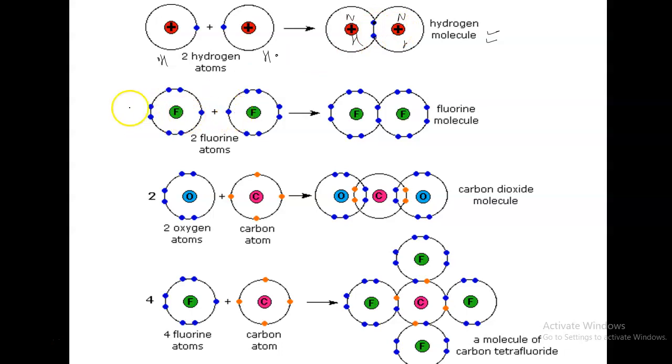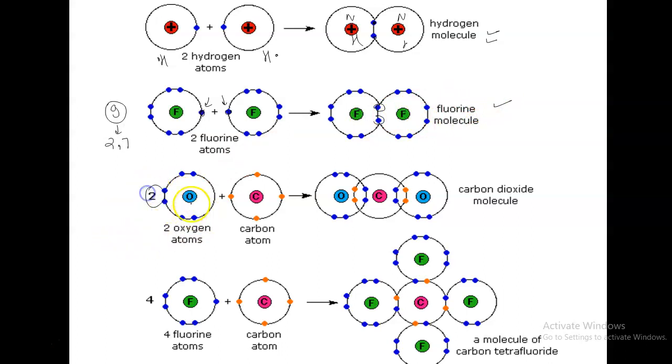Now in fluorine also, fluorine has atomic number 9, and let's see its electronic configuration. Its electronic configuration is 2, 7. Fluorine only needs 1 electron to gain stability. Okay, so it just needs 1 electron. So this electron and this electron are shared between them. So the shared pair comes in between the nuclei of both the fluorine atoms. Okay, fluorine molecule.